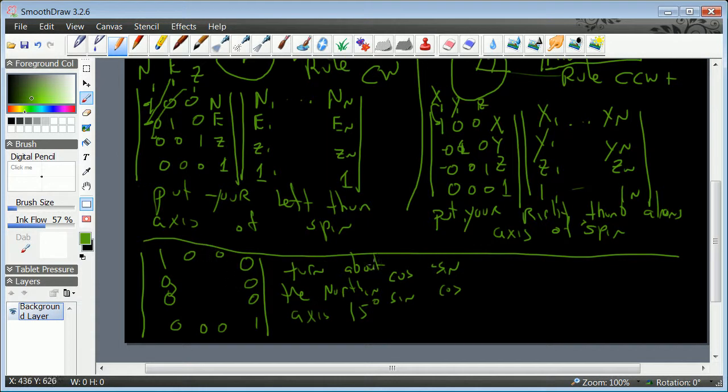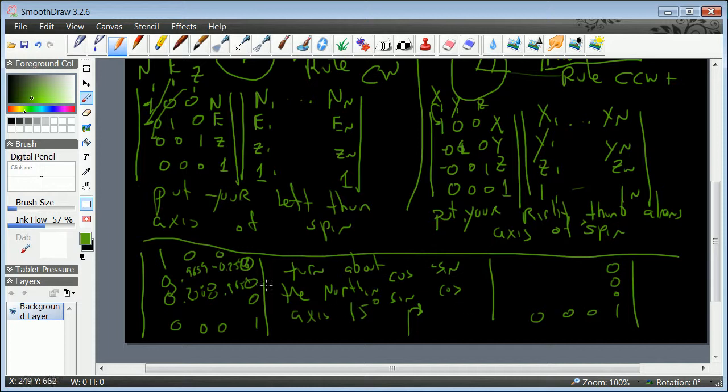In this case, the cosine of 15 degrees is 0.9659. The sine of 15 degrees is 0.2588. It's minus 0.2588. This is 0.2588 and 0.9659. So you get the sense that if you're turning that same 15 degrees this way, about the same northing, you wouldn't put it there, but you would put it this way. Of course, again, 0, 0, 0, 1, 0, 0, 0.